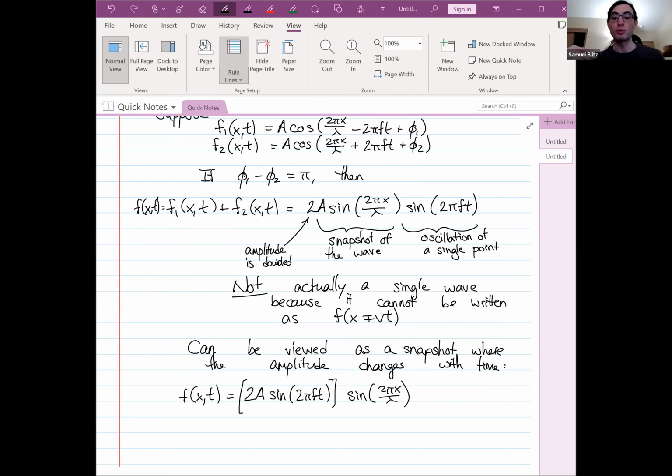So standing waves are super useful. Without standing waves, we wouldn't have lasers, we wouldn't have music, we wouldn't have anything. That's not true, not anything, but there's a lot of things that rely on this notion of standing waves. So let's talk about it in more detail.